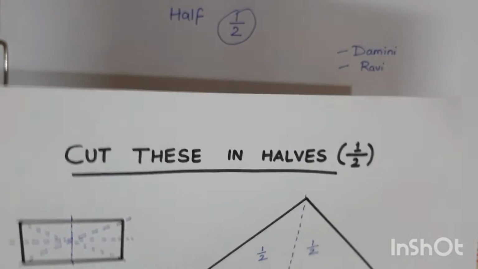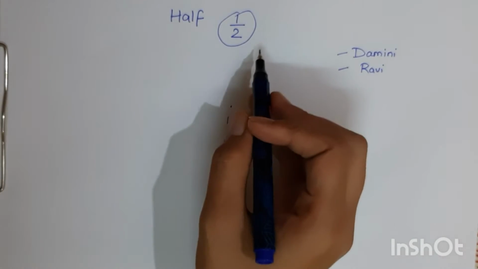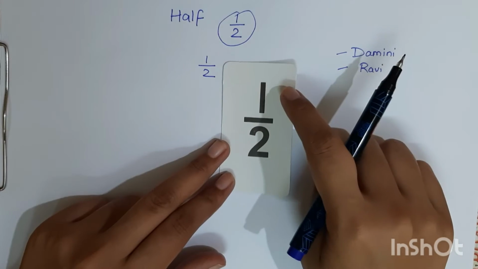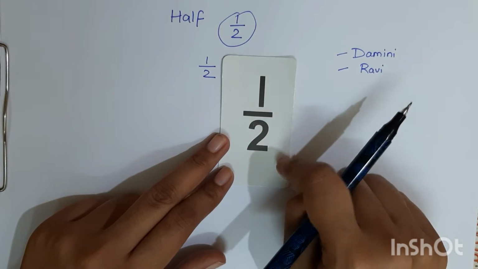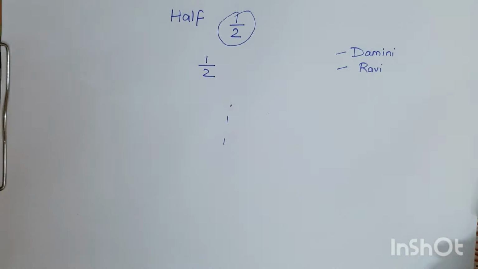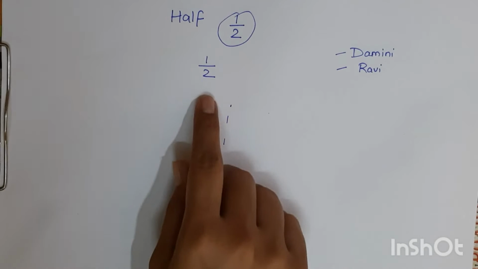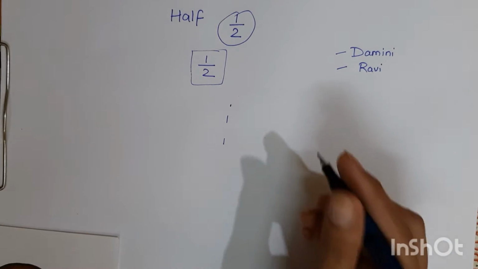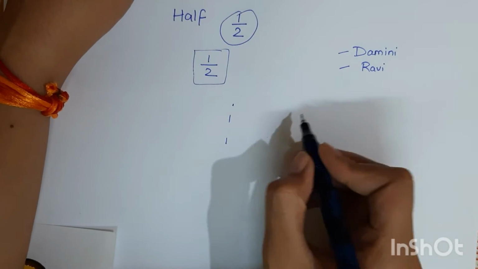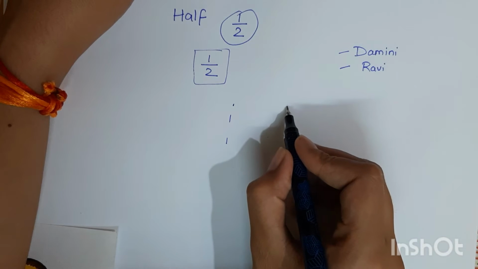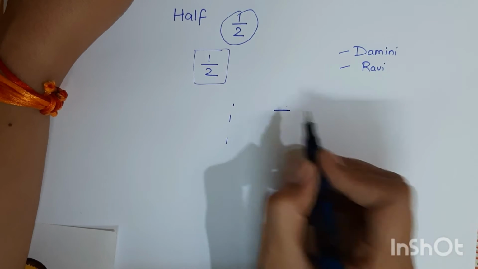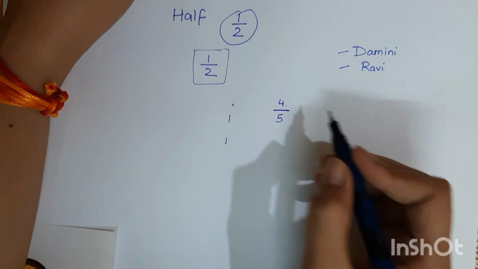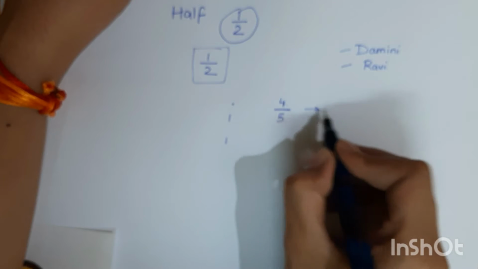Let's find out why half is written as 1 upon 2. We have to say 1 by 2 or 1 upon 2. Let's find out why half is written as 1 by 2. This is known as a fraction. Any number which is written in upon form, like 4 upon 5, we say this is a fraction.